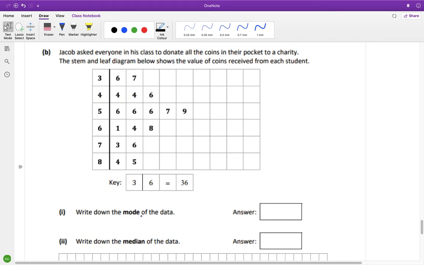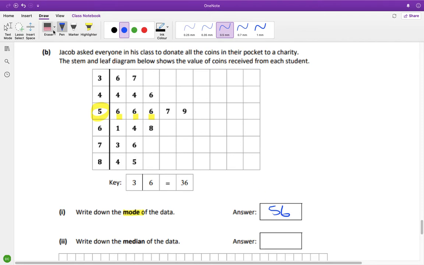So what is the mode of the data? The mode, which hopefully you've learned of, is the most frequent, so the number that appears most often. Here it is here, but remember it's not 6, you have to combine it with its stem, so it's 56.